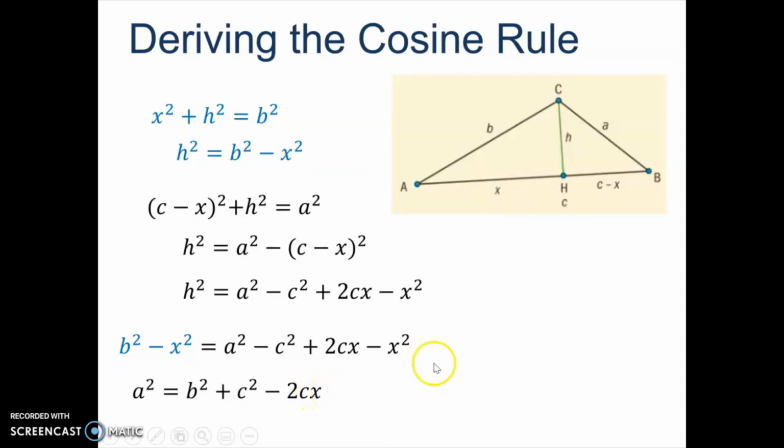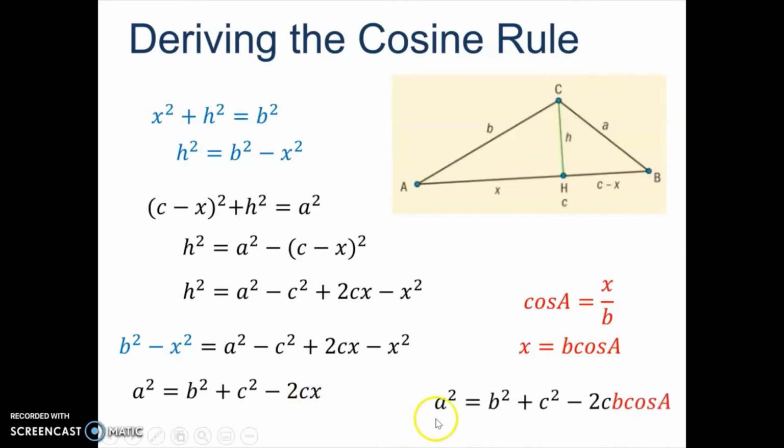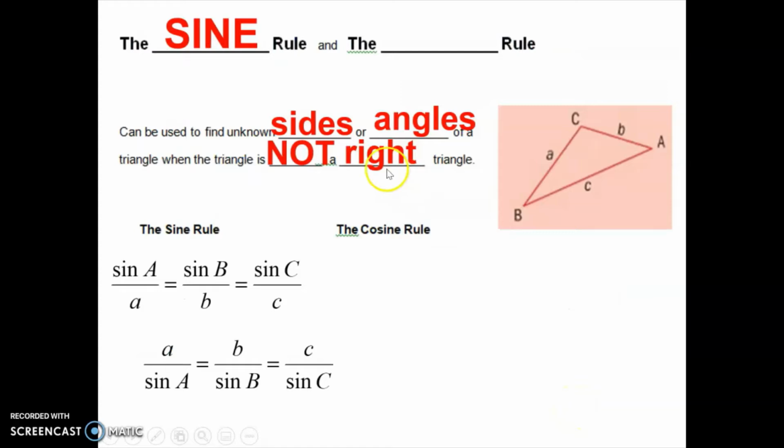What we're going to do is now we're going to use an angle. So I'm going to do cosine of angle A, which gives me adjacent over hypotenuse, x over b, and then solve that for x to get b times cosine A. Now that will be replacing this x here, and we get this statement here. So notice we have a rule for finding a side by using the other two sides and one of the angles. It has nothing to do with the height and the x's anymore. It is back to the original non-right triangle. There's our cosine rule.